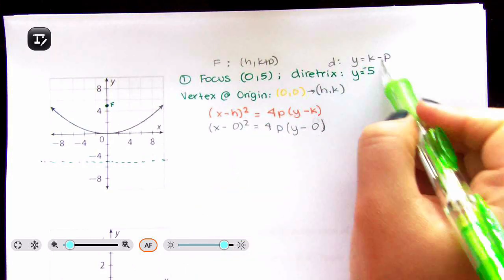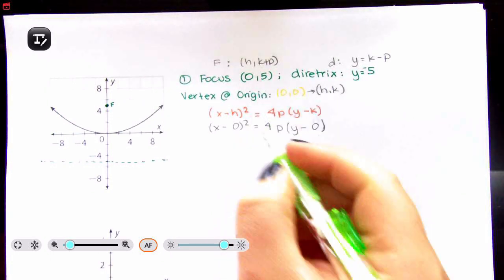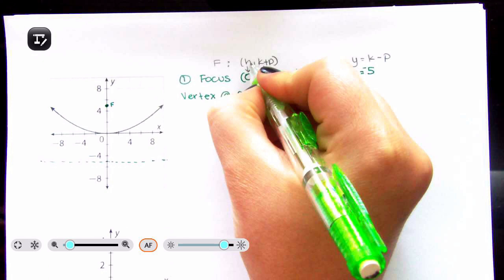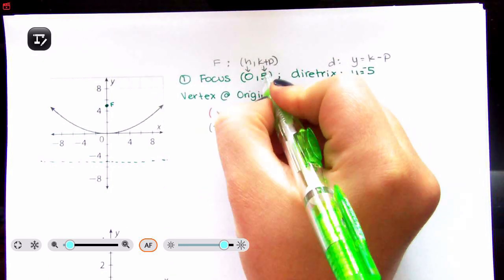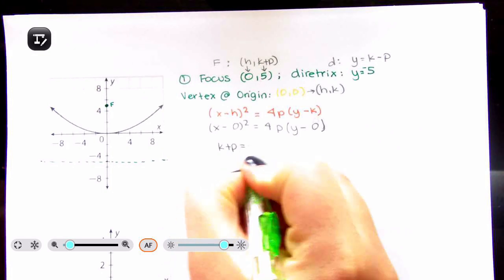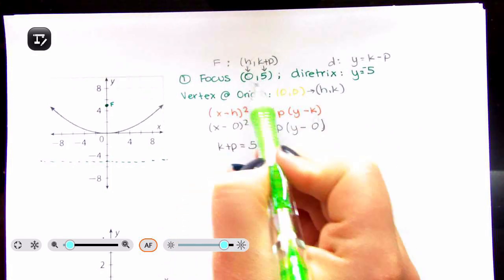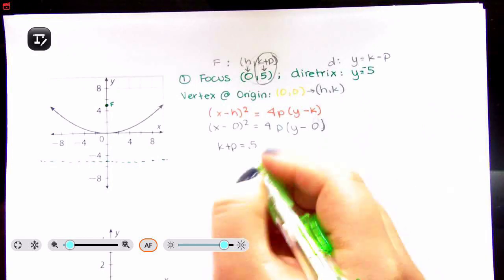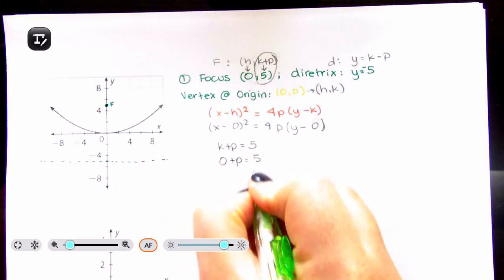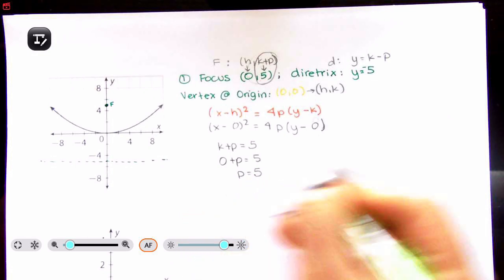You can set this equal to that. I'm going to choose to go with the focus. And so we are setting this equal to each other. So H is equal to 0. So K plus P is equal to 5. And we're getting that from our focus right here. So we're going to solve. K is 0. So P is equal to 5.